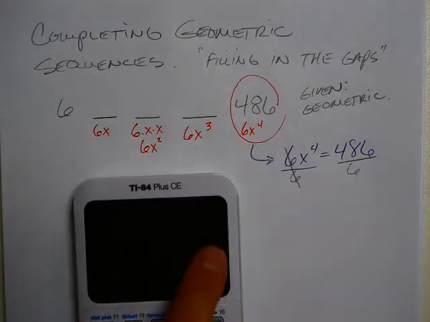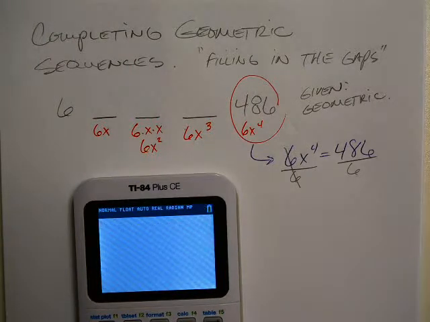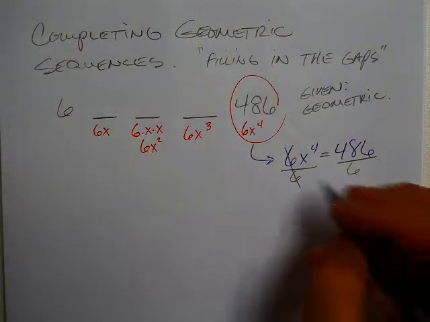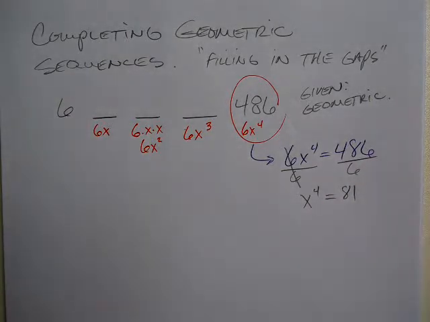So I take that 486, and I divide it by 6. My trusty, cheating calculator, it's only cheating because I'm not doing it in my head or on paper, tells me that x to the fourth equals 81. Now, what that means is x times x times x times x, 4 times, equals 81. And I've got to think about what the number is.